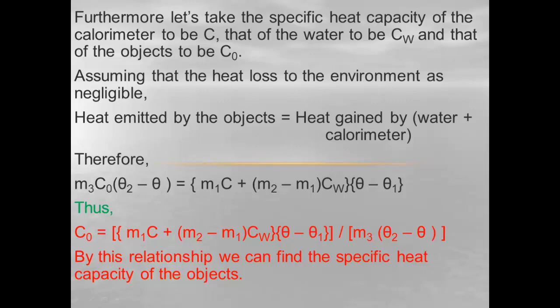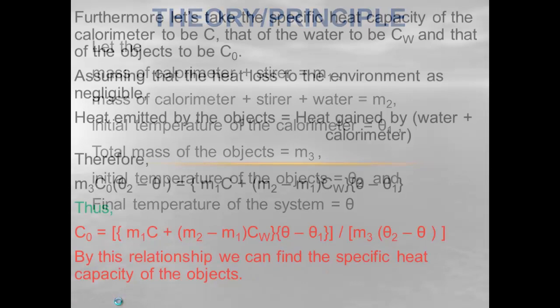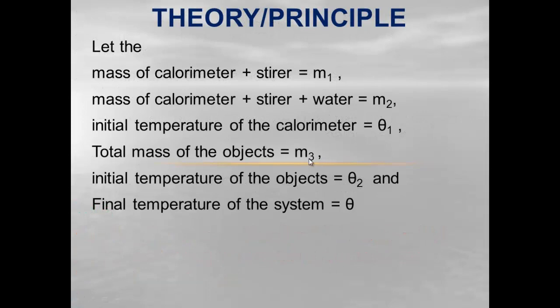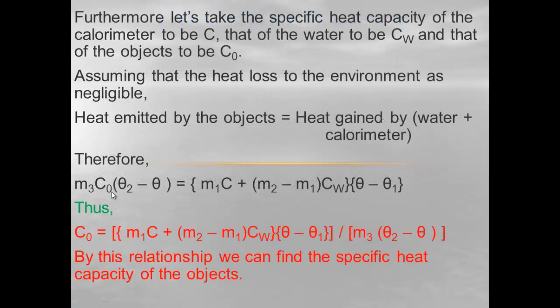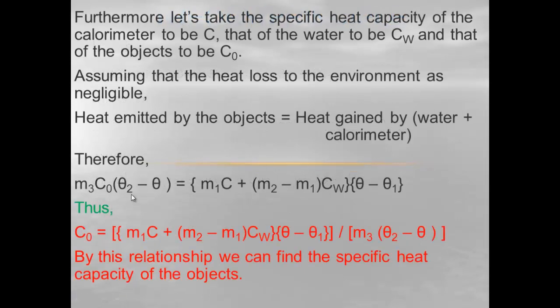So you can write a sample statement for this as you take in the definitions or the values you took in the last slide. You can say the heat emitted by the objects is equal to the mass of the objects, which is m3, times the specific heat capacity of the objects times the temperature difference. The initial temperature of the objects I took as theta2 and the final temperature is theta. So the temperature difference is theta2 minus theta.